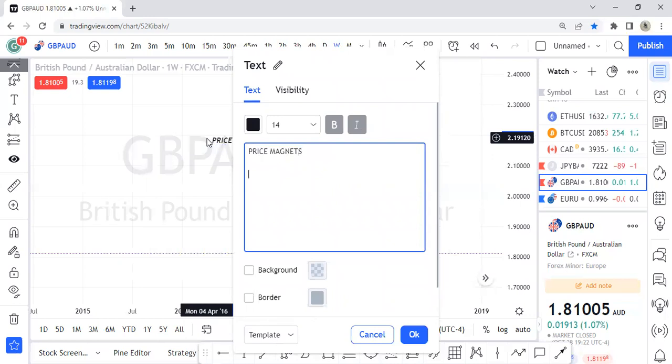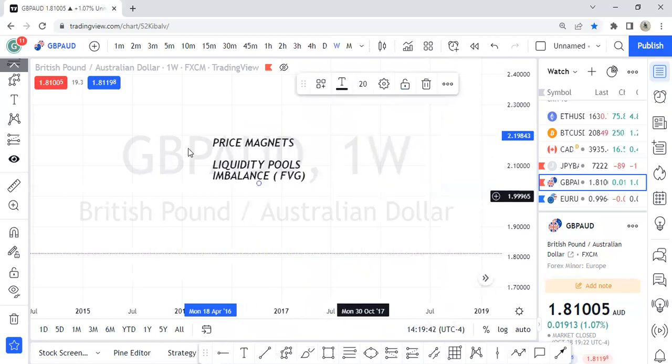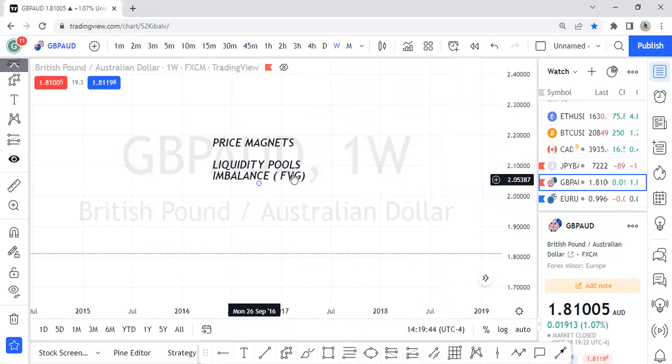So we have liquidity pools, and then we have imbalance or inefficiencies, in brackets or quote unquote FVG, fair value gaps. These are the two things that drive price. So now, understanding that we have two things that drive price, the liquidity pools and the imbalances, these should give you the premise or the narrative.